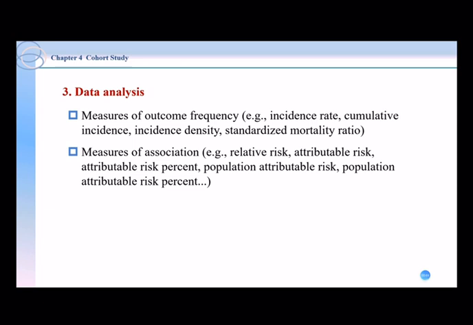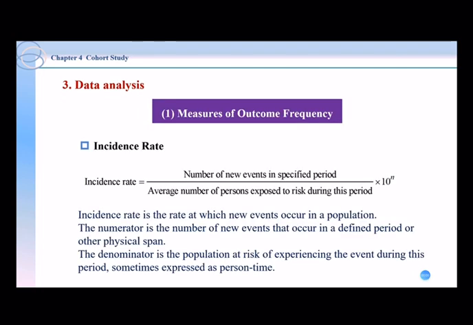And for the association, we usually use relative risk, which is the most important indicator to measure the association. Sometimes we could also use attributable risk, attributable risk percent, population attributable risk, or the population attributable risk percent. Now let's look at the measures of the outcome frequency indicator. The first measure is called incidence rate.